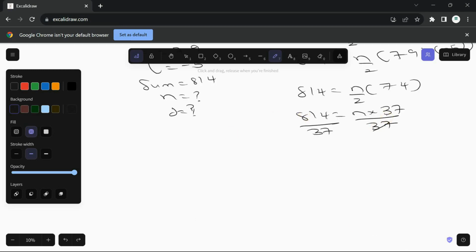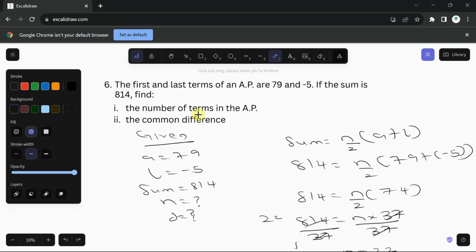37 here will cancel 37. 814 divided by 37, you can take a calculator and try it out. When you do that, what did that give you? That gave me 22. So 37 here 1, 37 here 22, so our n is equal to 22 in this case. We know the n. Now the next thing is to find the common difference. How can I find the common difference?